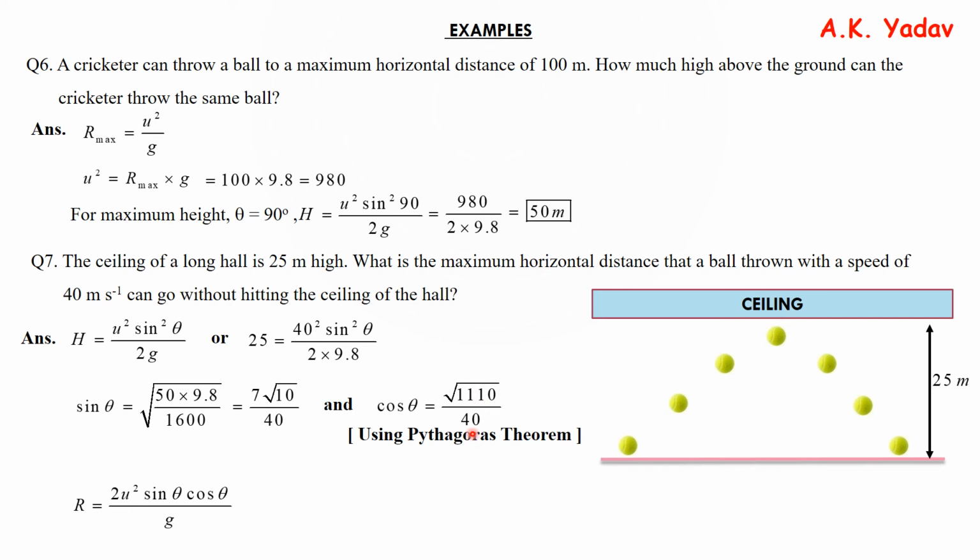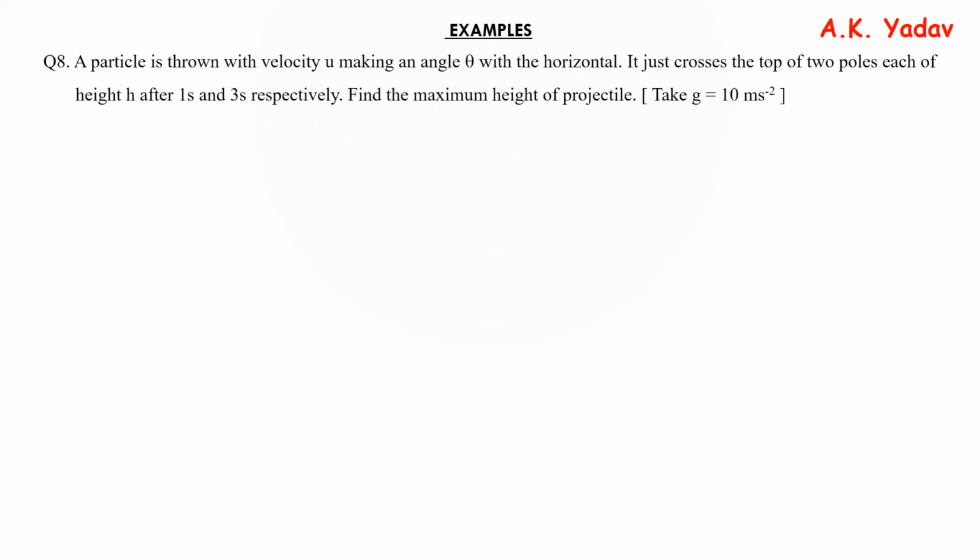We need to find the maximum horizontal distance, which is the range, having formula 2u square sine theta cos theta upon g. We have the values, and when we put the values, we get r equal to 150.5 meters. Let us move to the next question.